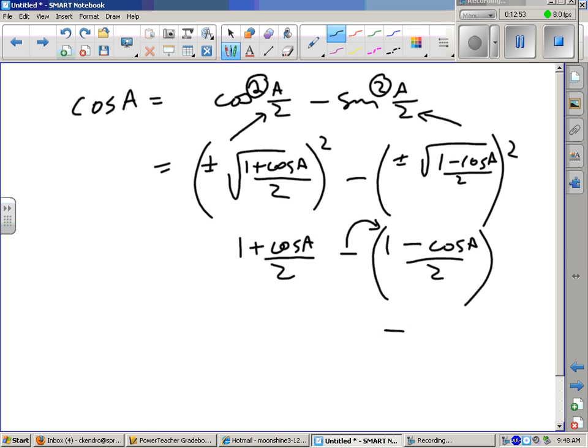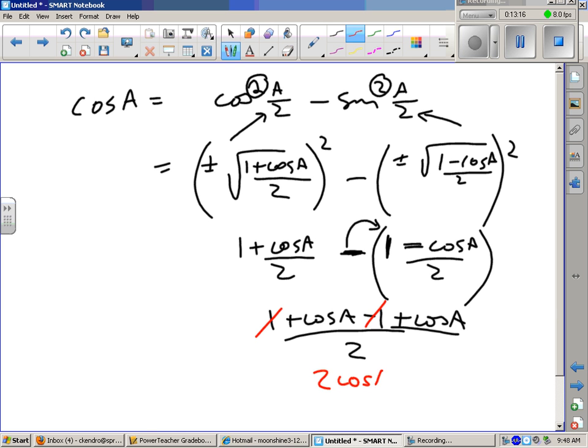Now, because I have a common denominator, I can just make a 2 on the bottom and then write out the numerator, 1 plus cosine A. Then I have minus 1, and then minus and a minus would be plus cosine. All right, so now look at what we can do. We can get rid of the 1's, and I have 2 of the cosines, so 2 cosine A. Cross off the 2's, and I've got just cosine A left over.